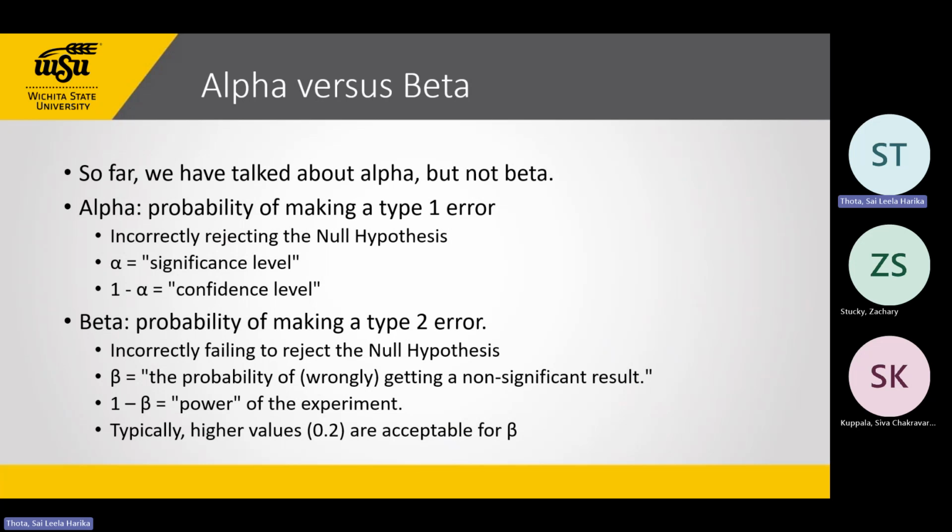We discussed alpha, which is the significance level, and 1 minus alpha as the confidence level. Then coming to beta, what is beta and what is 1 minus beta? It is the probability of getting a non-significant result, and 1 minus beta will be the power of the experiment. Typically higher values are accepted for beta.